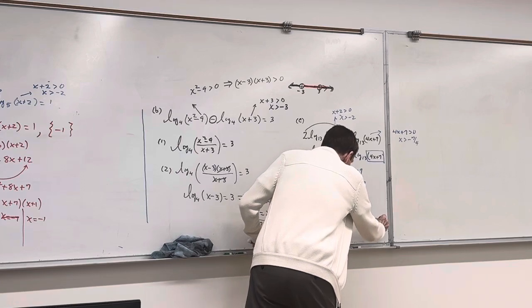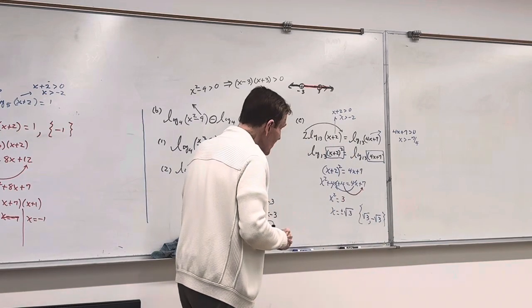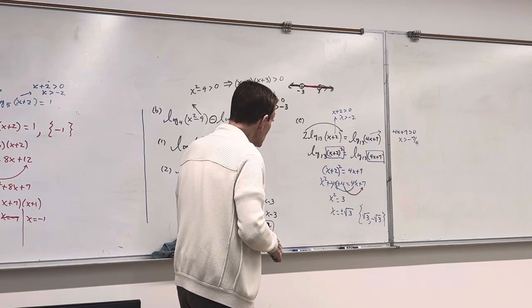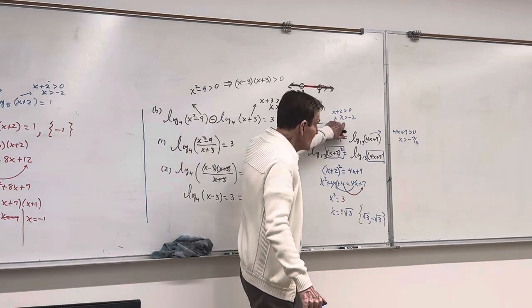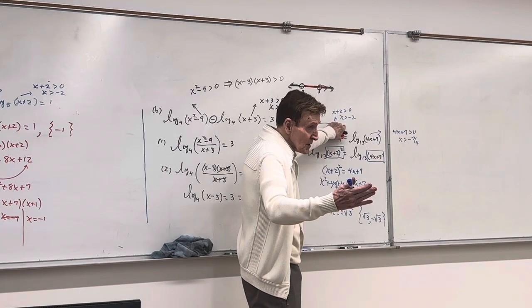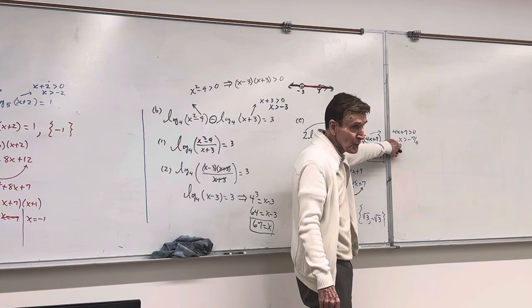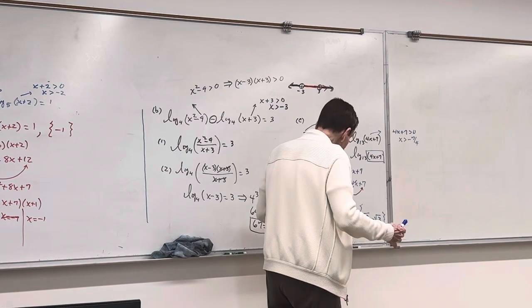Let me separate them. Let's see if this one makes sense. Let's test the radical 3, positive radical 3. Is positive radical 3 greater than a negative 2? Because it is positive. Is positive radical 3 also going to be greater than negative 1 3/4? Yes. So it looks like radical 3 is good.